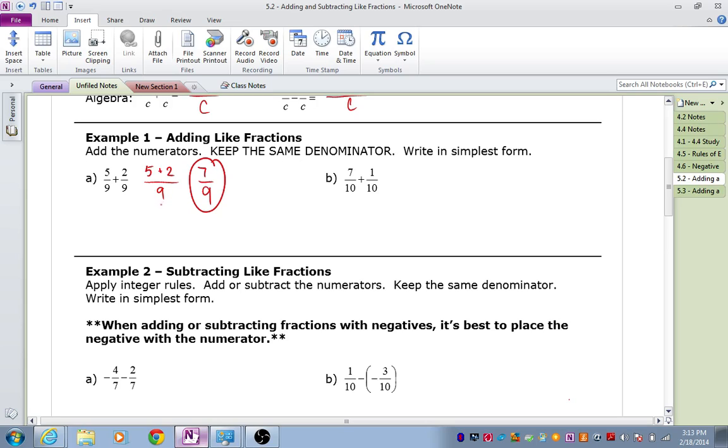You'll find that this middle step might be helpful, especially when we throw in some negative numbers. But you don't have to do this 5 plus 2 over 9. I know most of us can probably jump right to the 7/9. 7/10 plus 1/10. We're going to say 7 plus 1 over 10, which is 8/10. And we can simplify that, so we divide out a 2, we get 4/5.